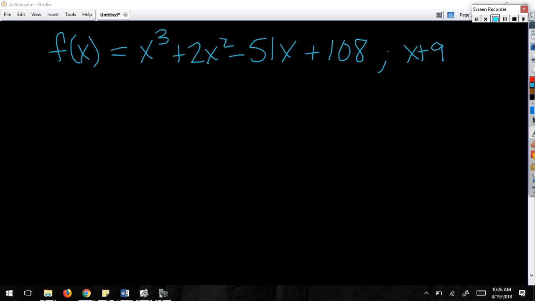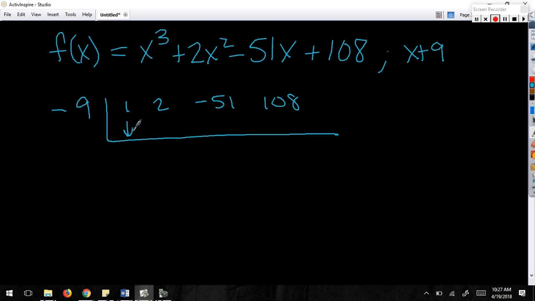You got to get all the coefficients out. No, you got to do -9. Okay, but what are you doing? Synthetic division, right? We're dividing. So I do the -9. Get all the coefficients out. Include any placeholders you need. So give them to me. What are the coefficients there? 1, 2, -51.